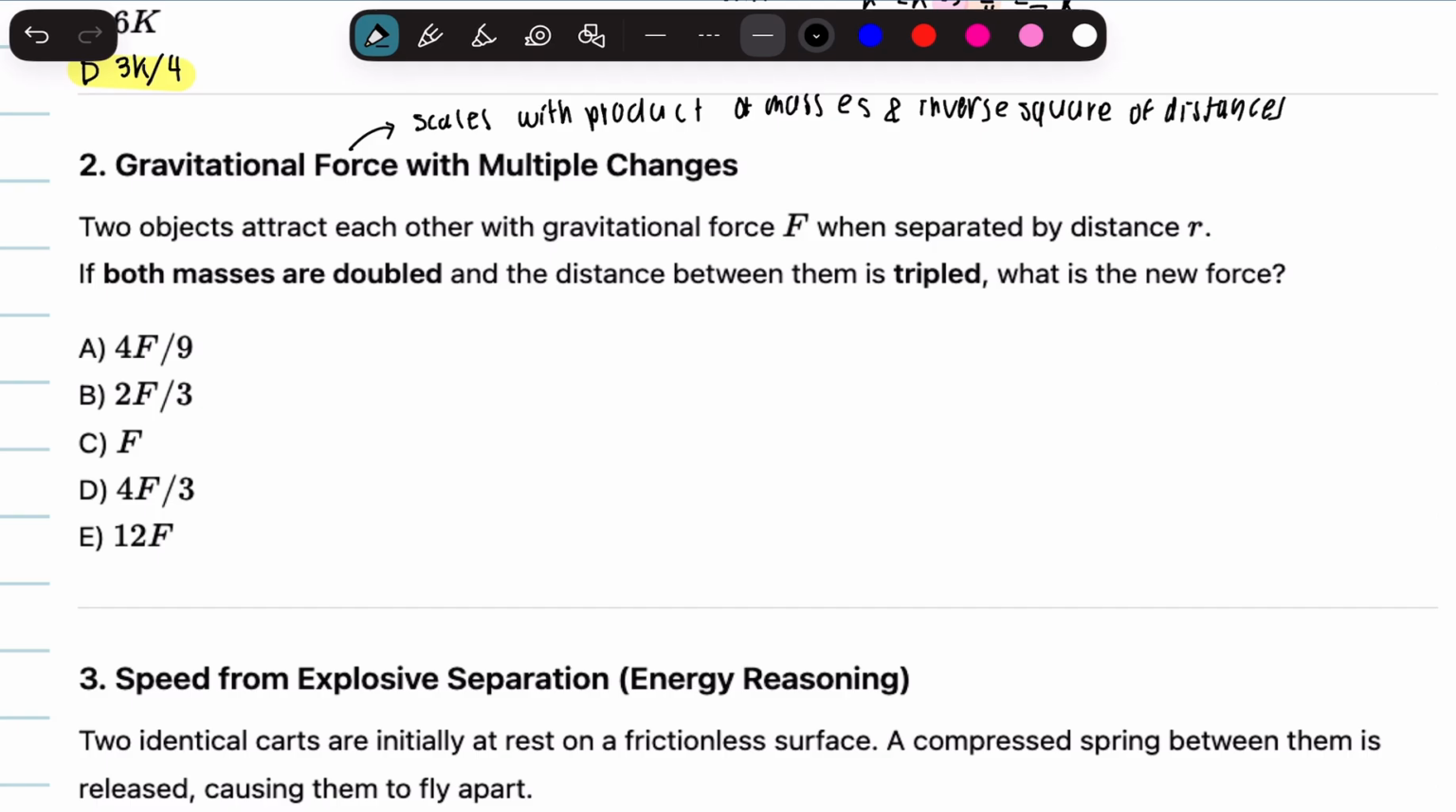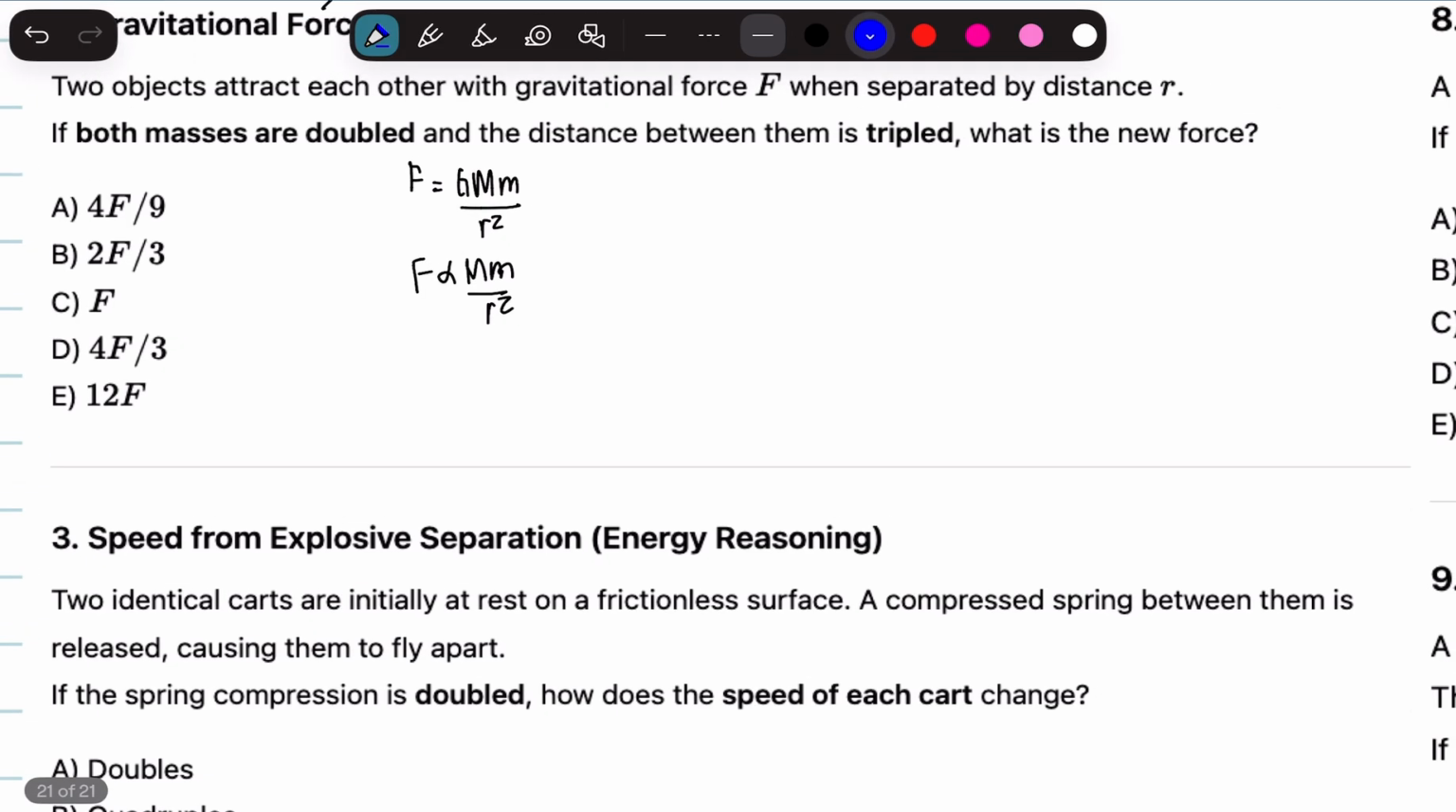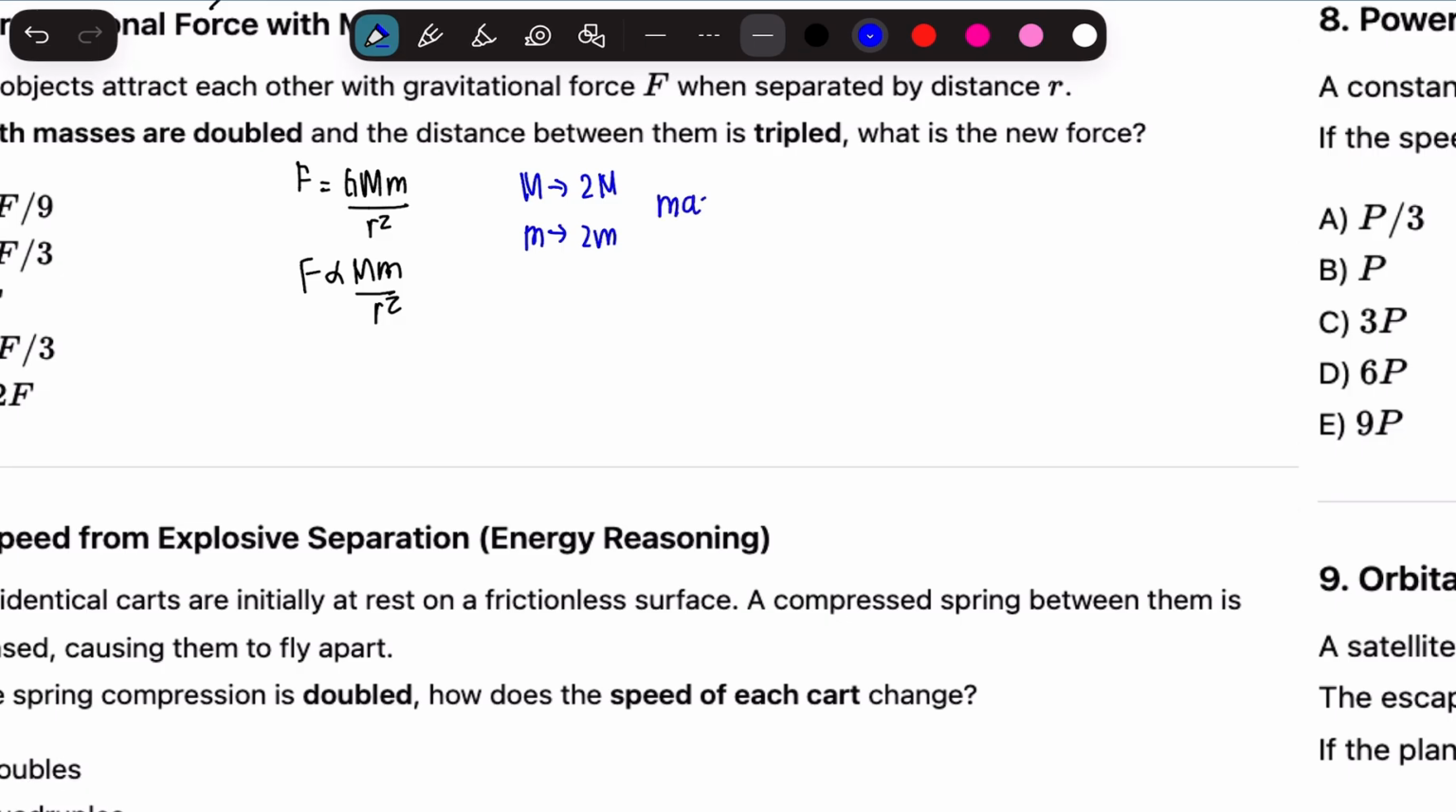So where do we get this formula from? We get this from F is equal to G times M1 M2 divided by r squared. So then we get F is proportional to M1 M2 over r squared. Both M's are doubled, so the mass factor is going to be 2 times 2, which is equal to 4. And then distance, which is r, is tripled, so it's 3r.